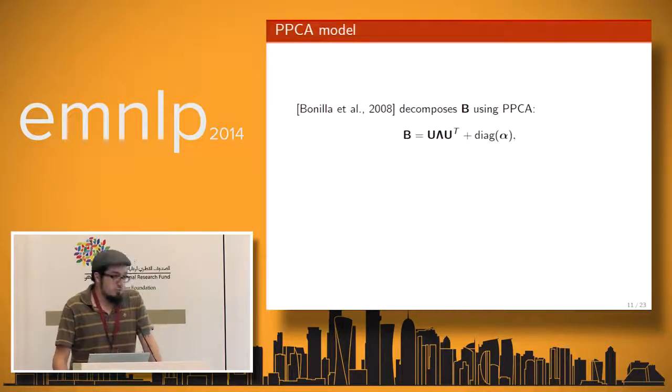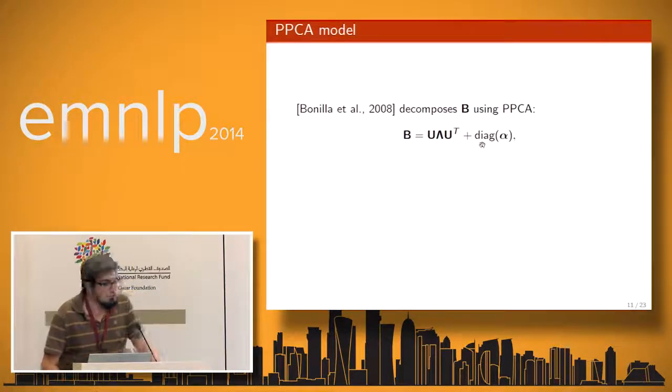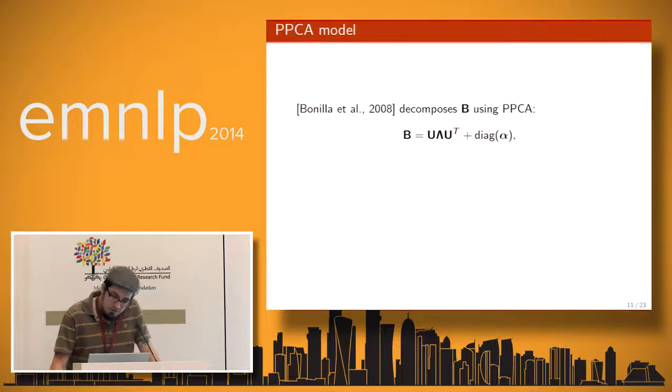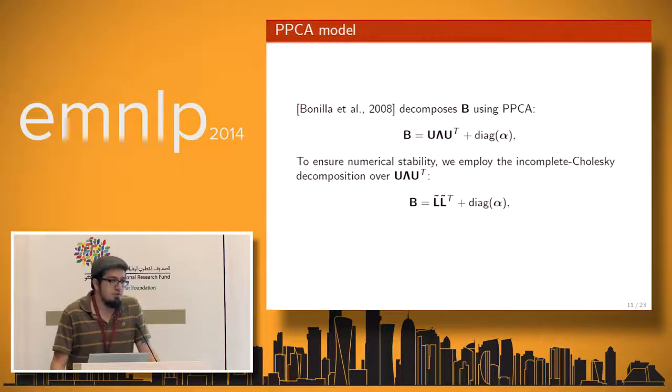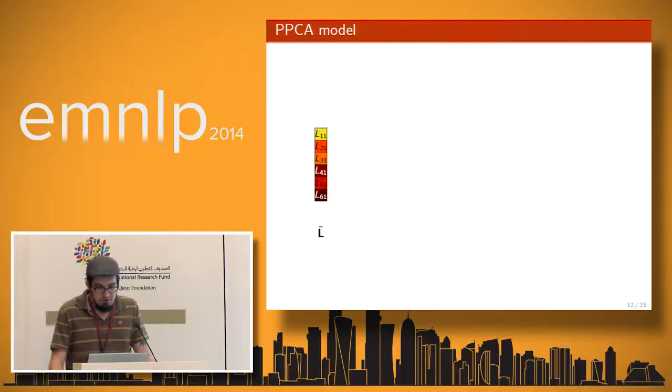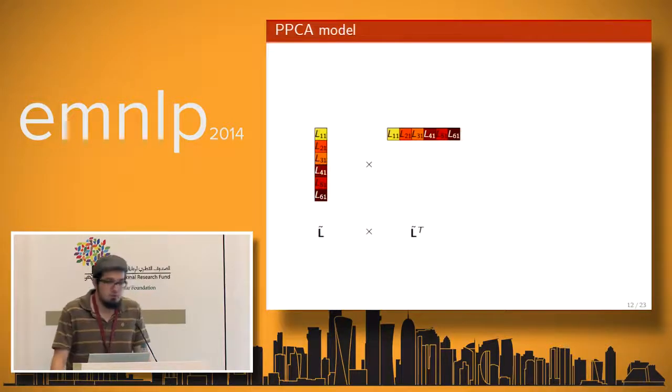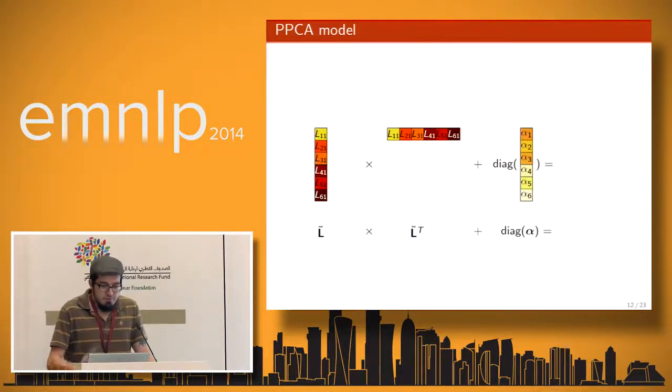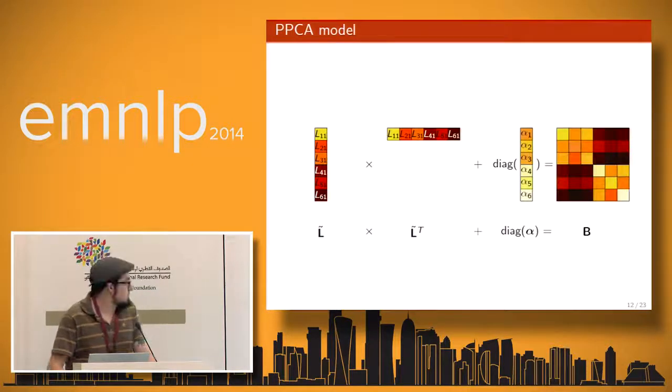In this work, to learn this matrix, we parameterize it using probabilistic PCA. So we have this formulation with the matrix U, lambda, U transpose plus this vector alpha. But to ensure numerical stability in the computations, we restate this in a different way using the incomplete Cholesky decomposition. In the end, you have this formulation of a matrix L, L transpose plus diagonal vector alpha. Just to show you visually, we have this matrix L, we compute the outer product, add the diagonal matrix, and you get something like this.